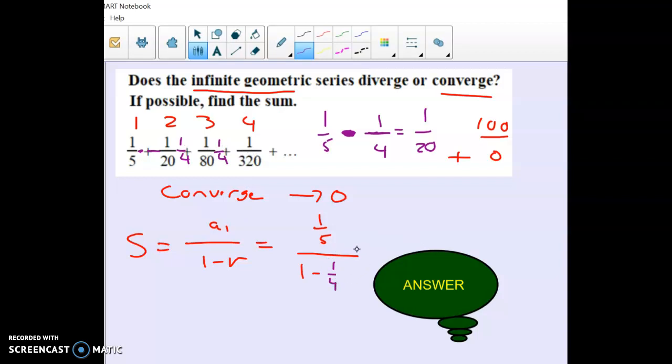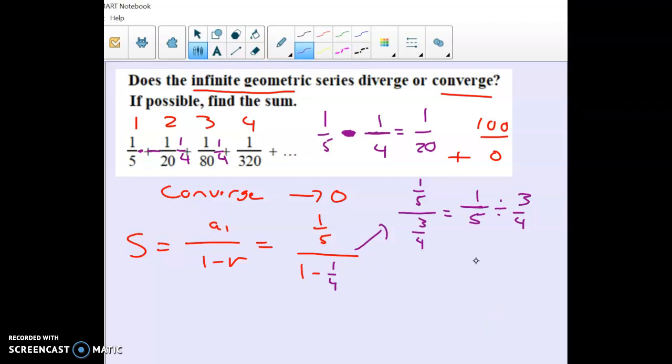Okay, from here you can do either fractions or decimals. I'm just going to keep it as fractions, I guess. 1 minus 1/4 is just 3/4. Okay, and then this is a divide, so it's like 1/5 divided by 3/4. Okay, and then you can flip it, multiply by the reciprocal. So it'd be 1/5 times 4/3, and that would give us 4/15 for our sum.